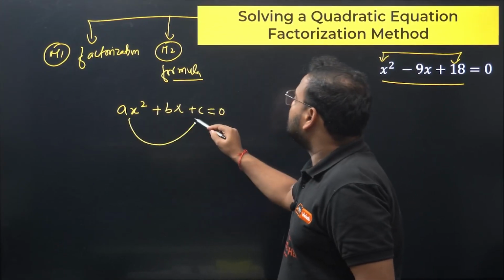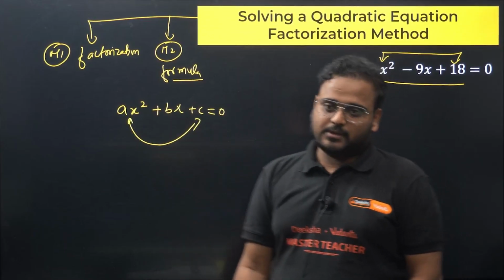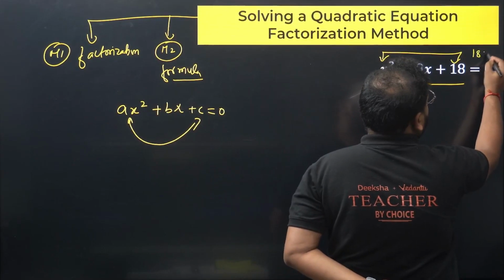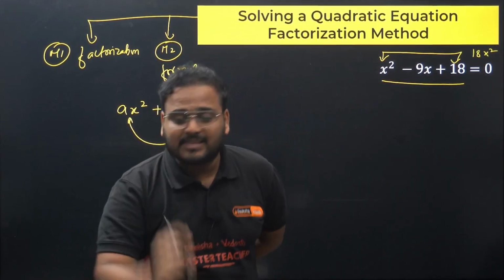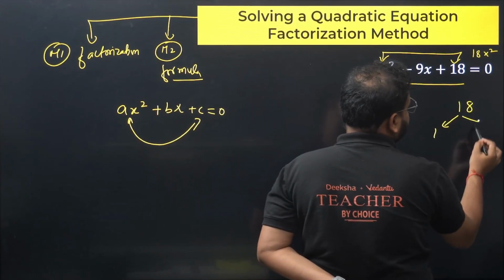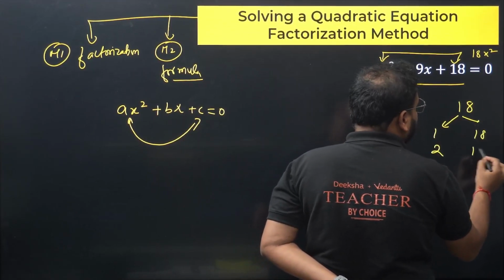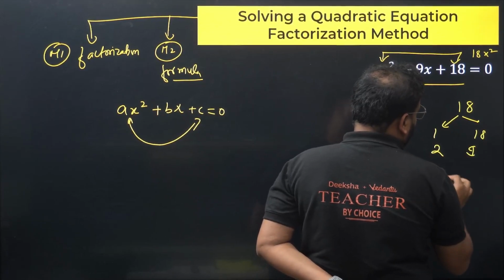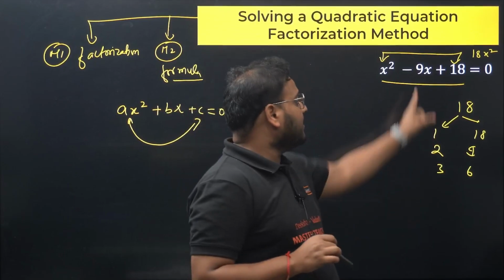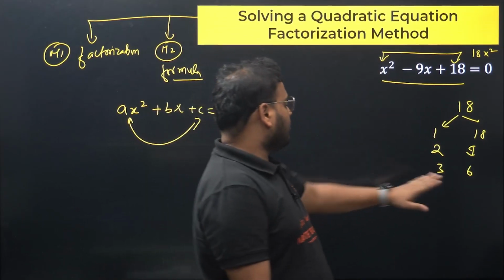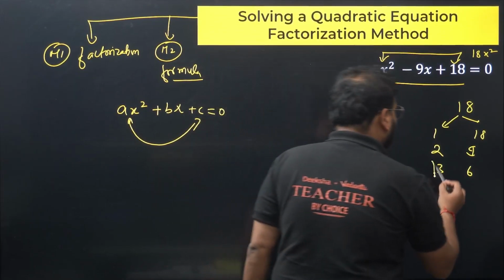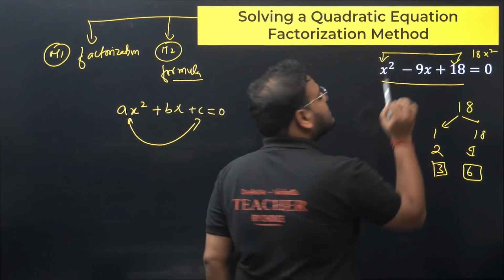Now multiply these two terms. What are you going to get over here? Please check: 18x square. Now you have to make the factors of the number that you have. You have the number 18. Factors can be 1 and 18, 2 and 9, or 3 and 6. Now think about it: which one can you use to make the middle term? Clearly it is 3 and 6. If you use minus 3x and minus 6x, it becomes minus 9x.